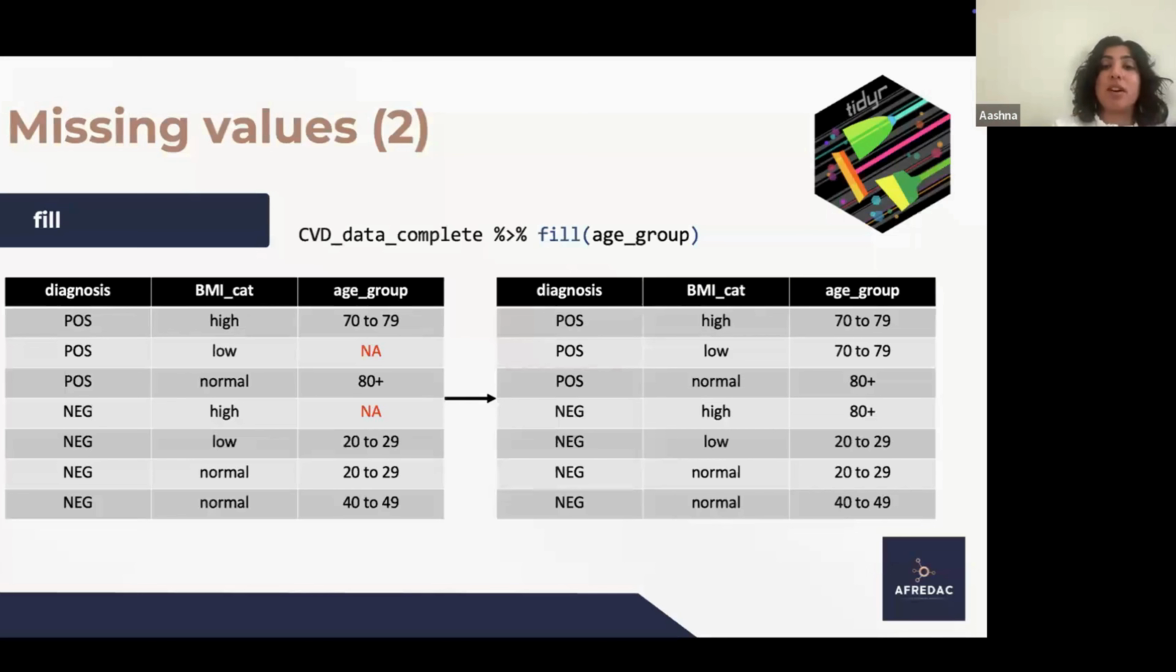You can also fill in missing values. Again, this is to be taken with a grain of salt, and you have to do this quite carefully. One way to fill in missing values is to use the value that appears just before it. In tidyr, the function is called fill. If I say fill age group, any missing value for age group will be filled with the value that appears just above it. You can see it fills this NA with 70 to 79, and it fills this NA with 80 plus. All it has done is pull the value from above and fill this in.